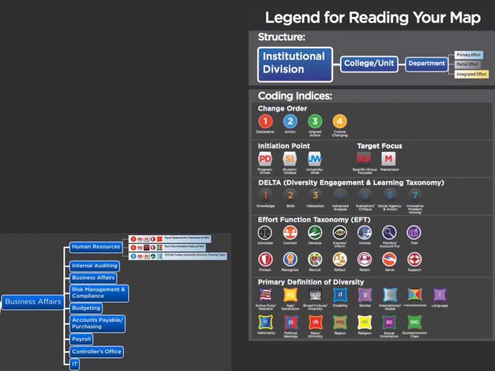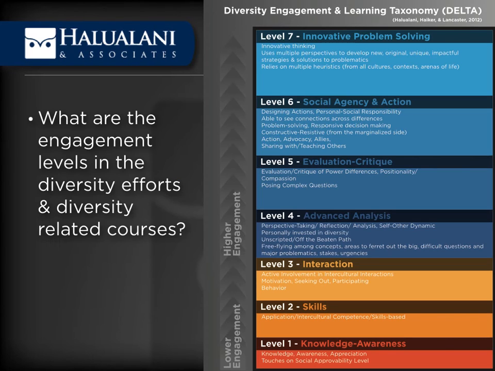Change order is going to be those little numbers in the circles. Delta is going to be the little numbers in gray scale, 1, 2, 3, 4, 5, 6, 7. Keep in mind that the Delta sequence, sorry to skip back and forth, goes from level 1 through level 7, and those levels are scaffolding. So if you're at level 4, you're subsuming levels 3, 2, and 1. If you're at level 7, you're subsuming them all. So we identify the highest level you're reaching, but it does incorporate the ones below.